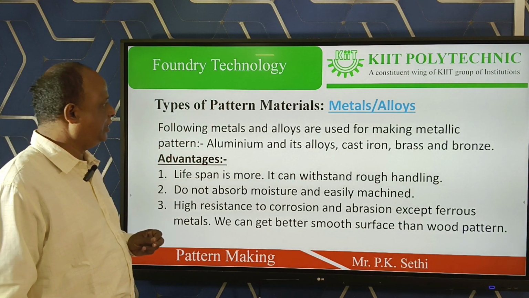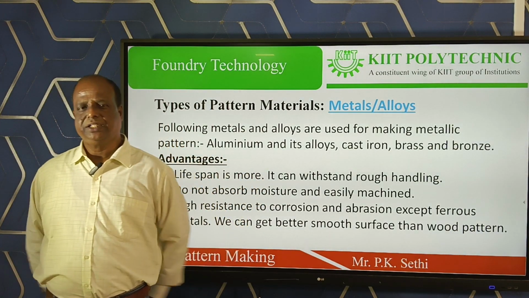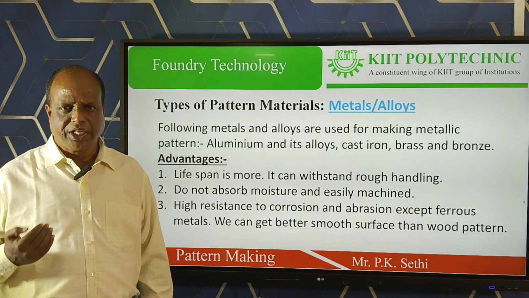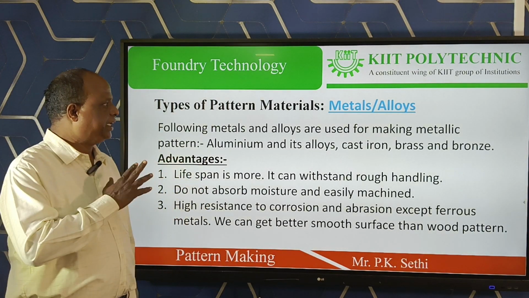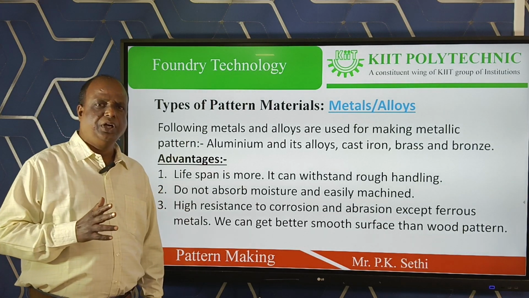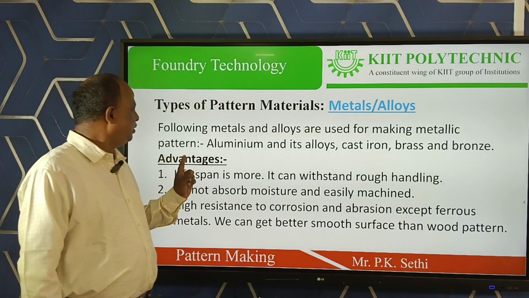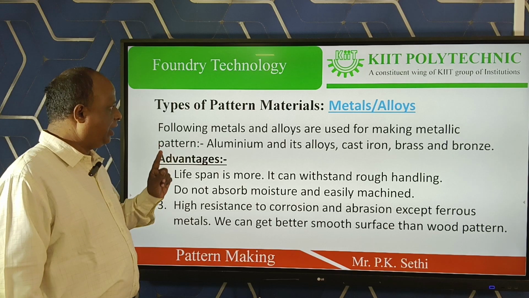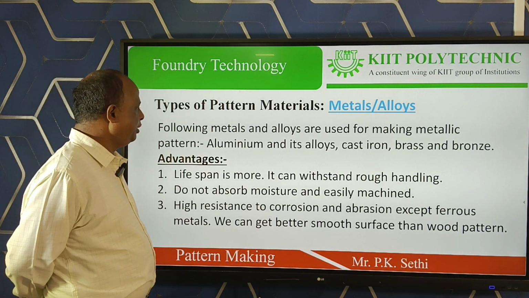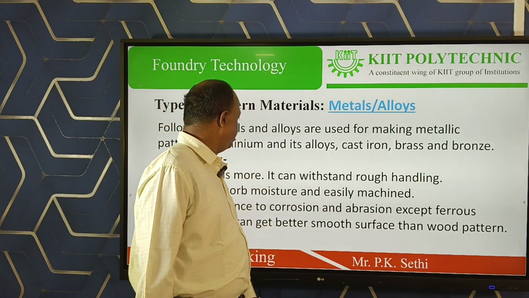Next one is metal and alloys. These are the pattern materials used for making the mold cavity by using metal patterns. These pattern materials are generally used for a continuous casting process, and the metals and alloys used for making these patterns are aluminum and its alloys, cast iron, brass and bronze.